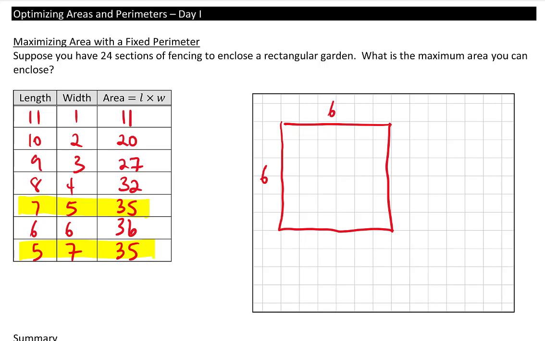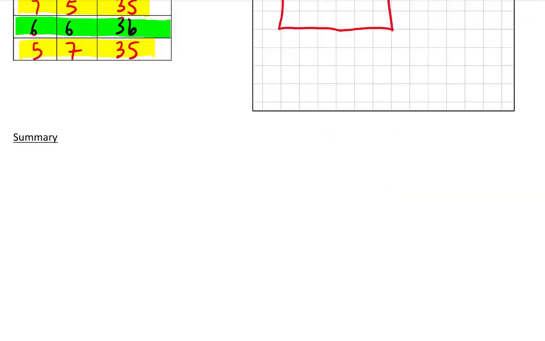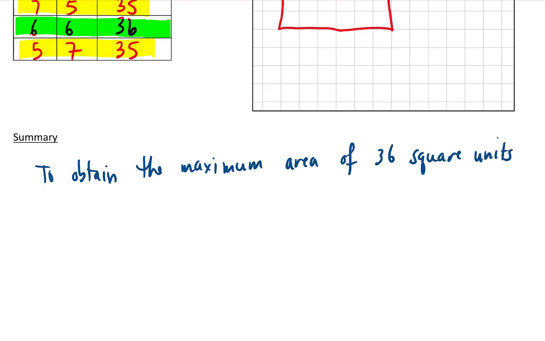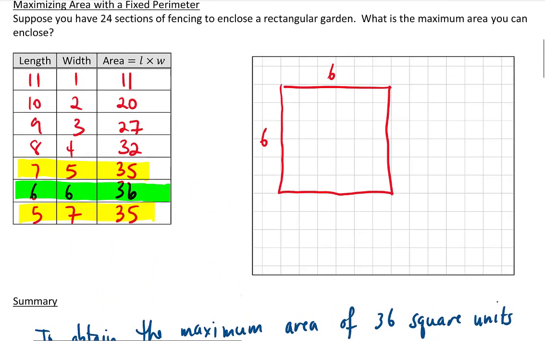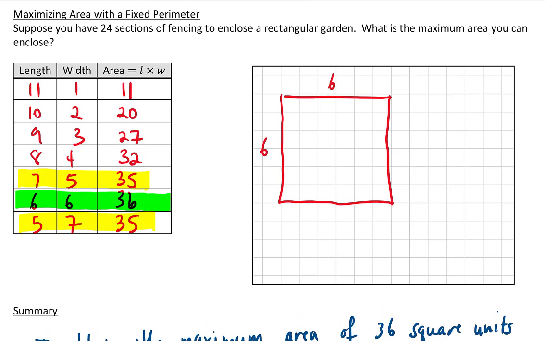And we can see that to get the maximum area, we'd need to have a garden in the shape of a square. So to obtain the maximum area of 36 square units, we need to construct a garden in the shape of a square with dimensions of 6 units by 6 units. And that's going to be true of all cases. If you're going to maximize the area with a fixed perimeter, a square is going to give you the maximum area.